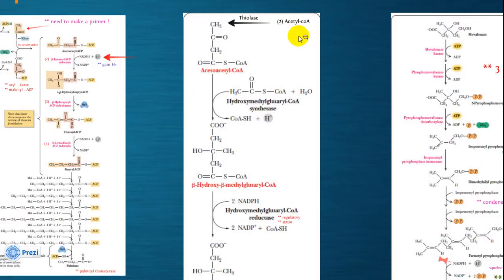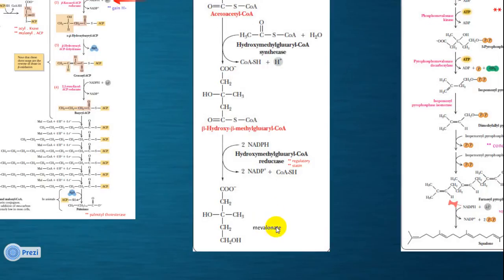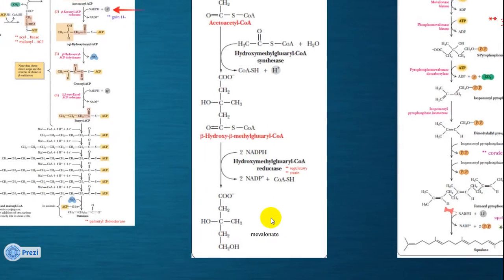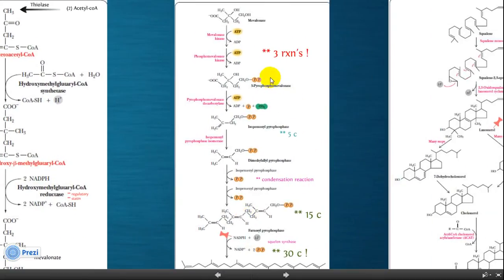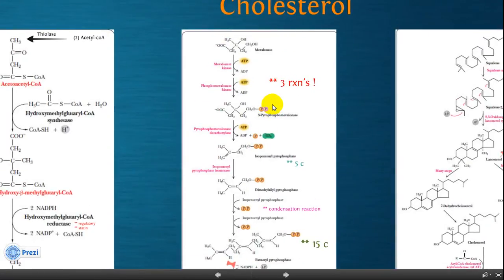The first step is similar to ketone bodies. We will form the acetoacetyl-CoA. After that we will have the HMG synthase, and after it the HMG reductase. We will reach mevalonate. Now after mevalonate, the mevalonate will go through 3 reactions.